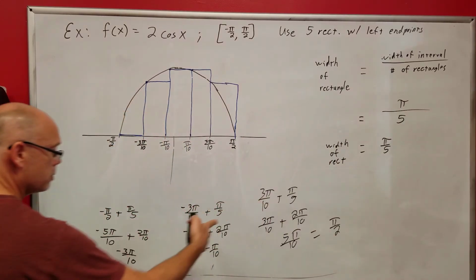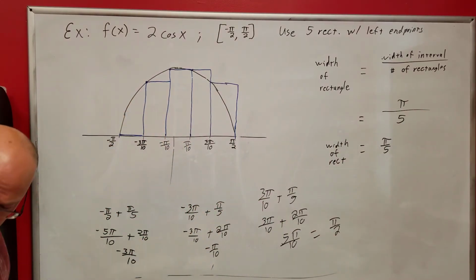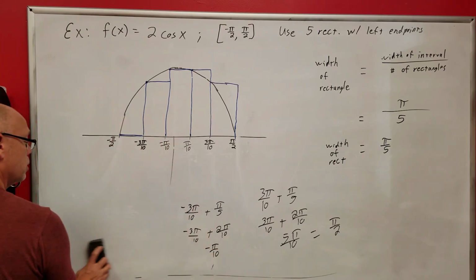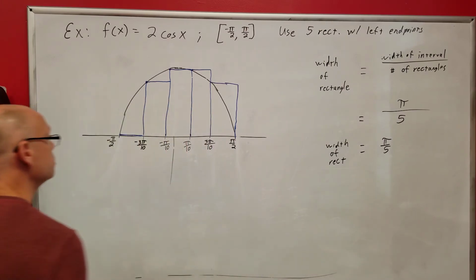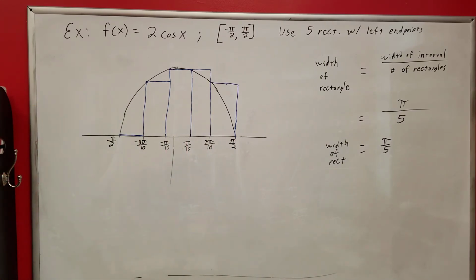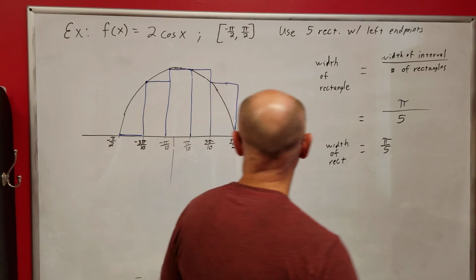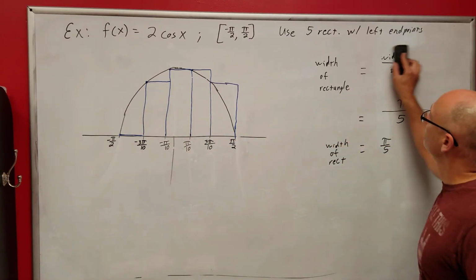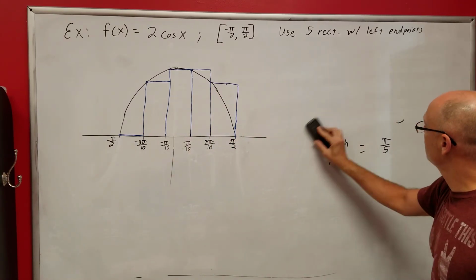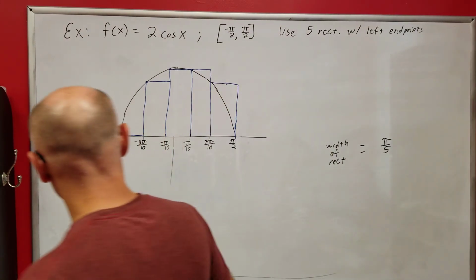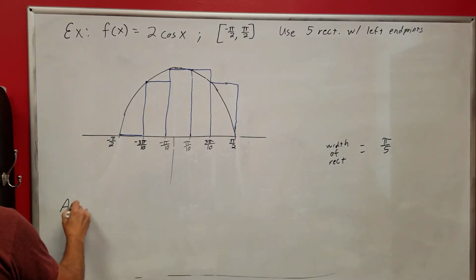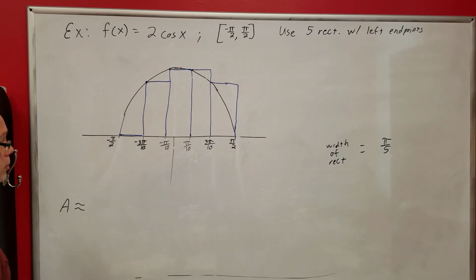All right, so all this here was scratch work. There goes my eraser. All this was scratch work, so I'm going to erase that. All right, so now let's see. I need to come up with what? An estimation of my area under this curve. So my area is going to be approximately what?